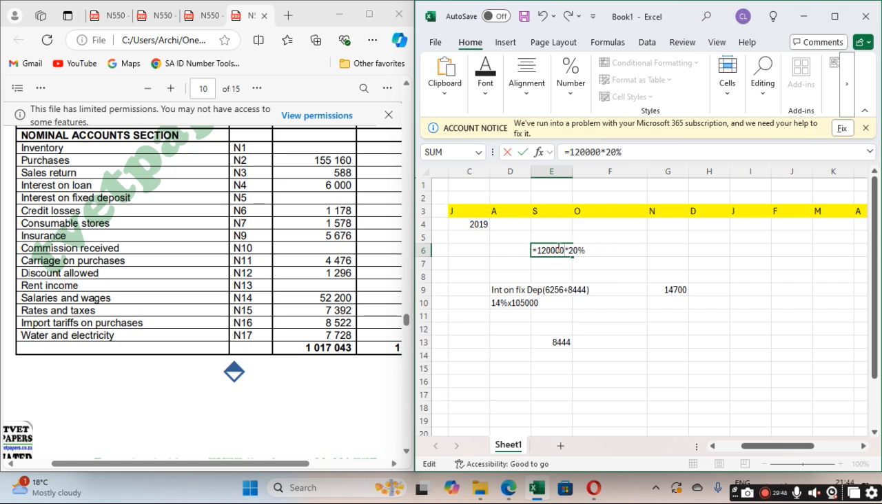So this is the formula. You're going to write it exactly as it is, and then when you say enter, you need to pay a total of 24,000 for the whole year.